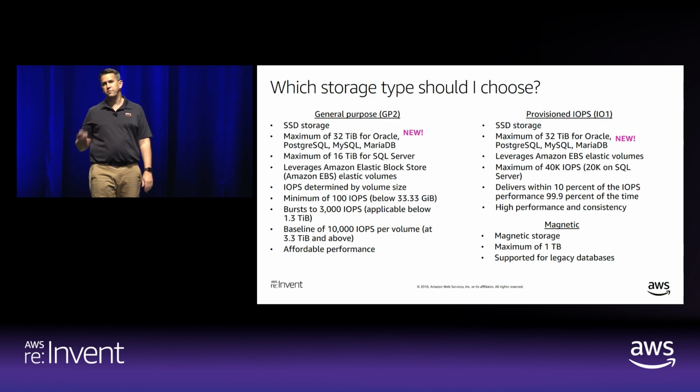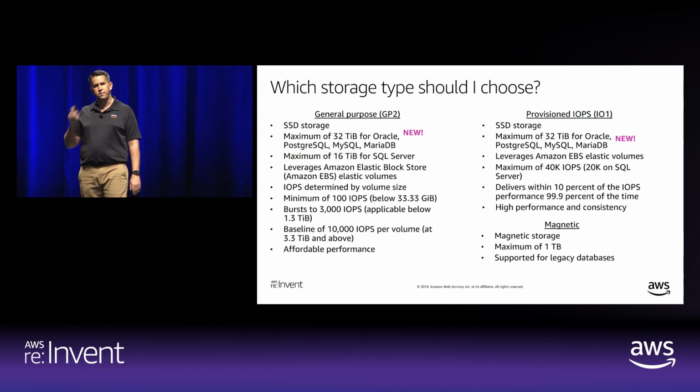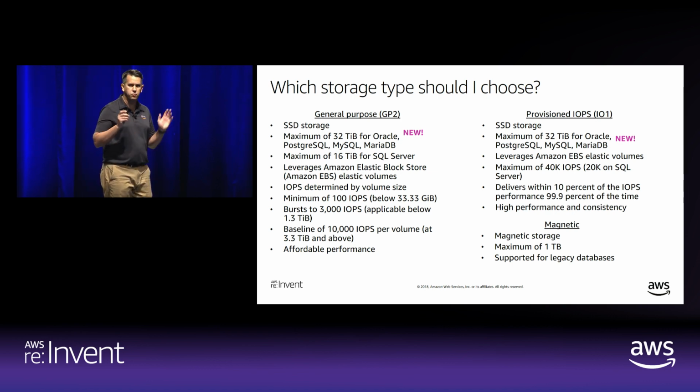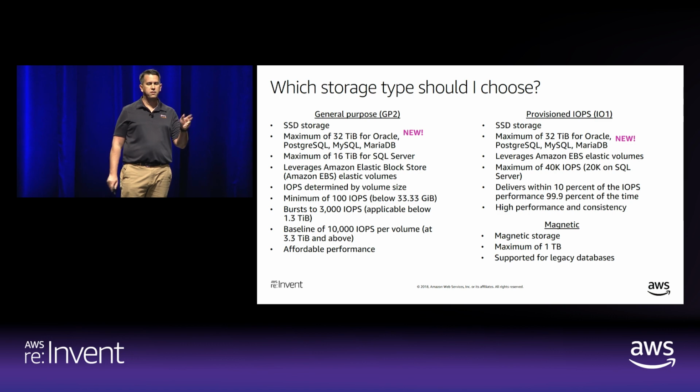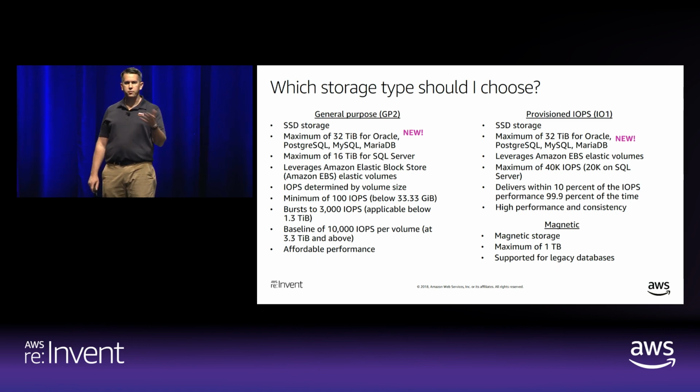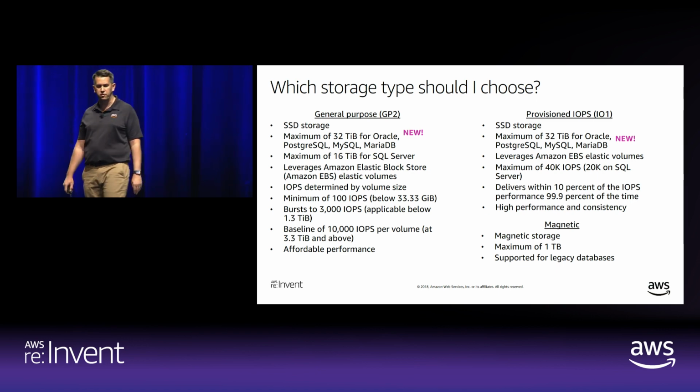Now, if you do want sort of guaranteed IOPS, that's when you use IO1. So it's guaranteed to give you those IOPS performance 99% of the time. So if you absolutely want to make sure that you've got a certain amount of I/O, then you can go with the IO1. But we really recommend that you try out both. As I said, for many people, GP2 is just going to be a great choice.